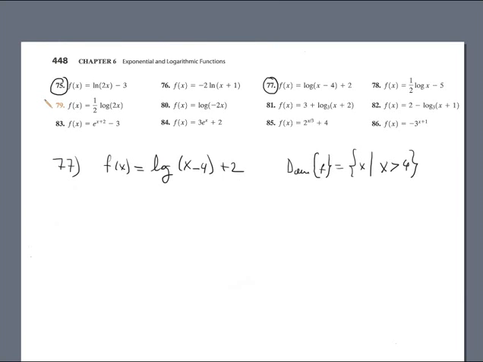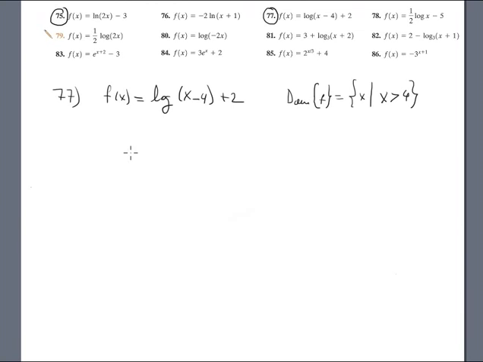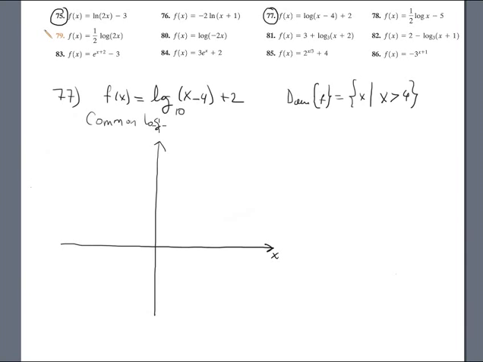Let's do it in the graph. The graph is xy. In this case the base is omitted, so you suppose the default, that is like logarithm base 10.